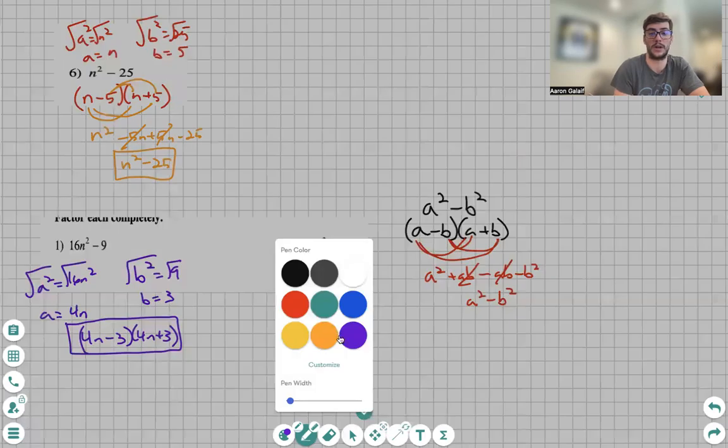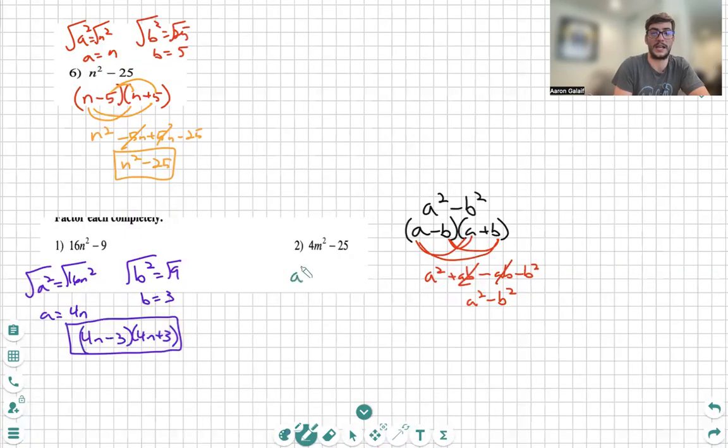Let's do one more, call it a day. All right. a squared is equal to 4m squared. So a is equal to 2m after you square root it. b squared is equal to 25. Well, after we square root it, b is equal to 5. Then plug and chug, please. 2m minus 5, 2m plus 5.